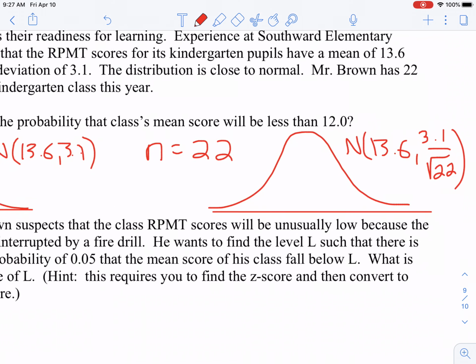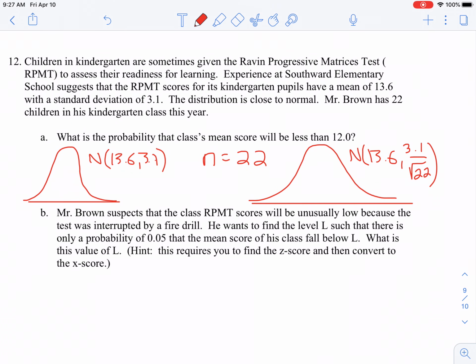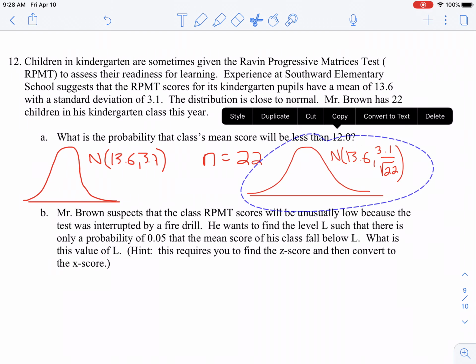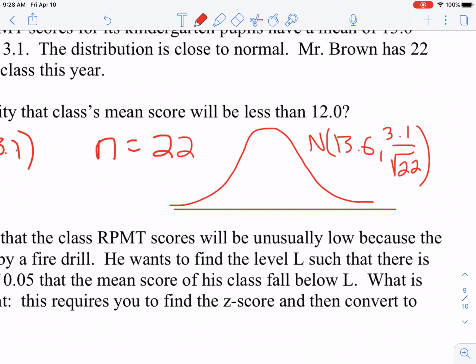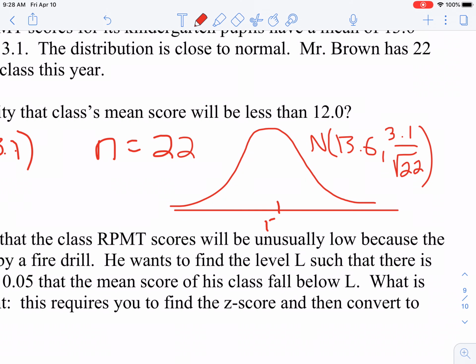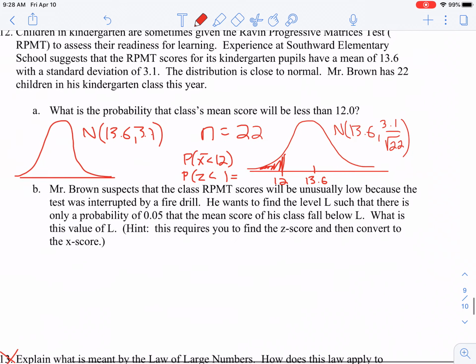And for this model, we're wondering what's the probability, so here's 13.6, what's the probability the students get an average less than a 12, somewhere down here. So we find the z-score for that, and then we can find the percentage less than that z-score. So I did the probability that you get a sample average less than 12, and you find the z-score for that, and that will give you the percentage.